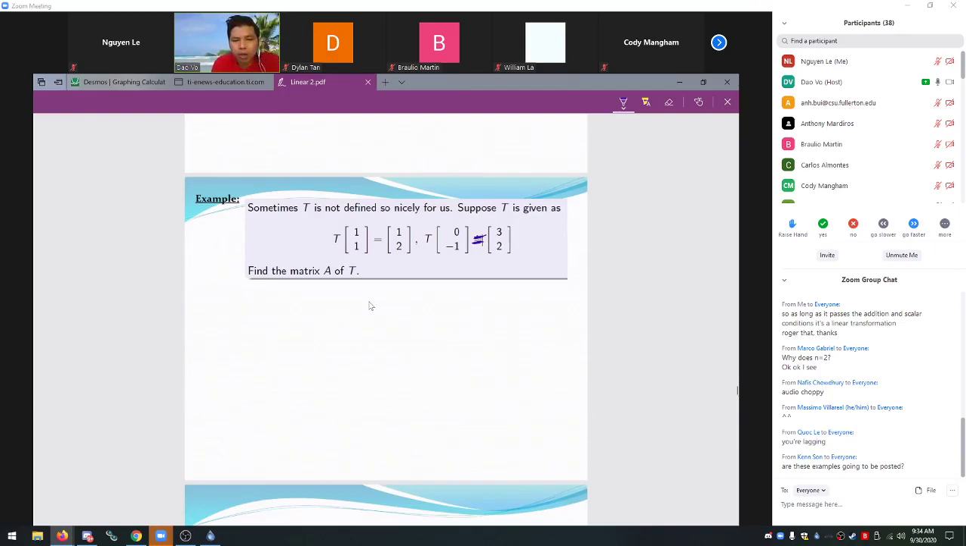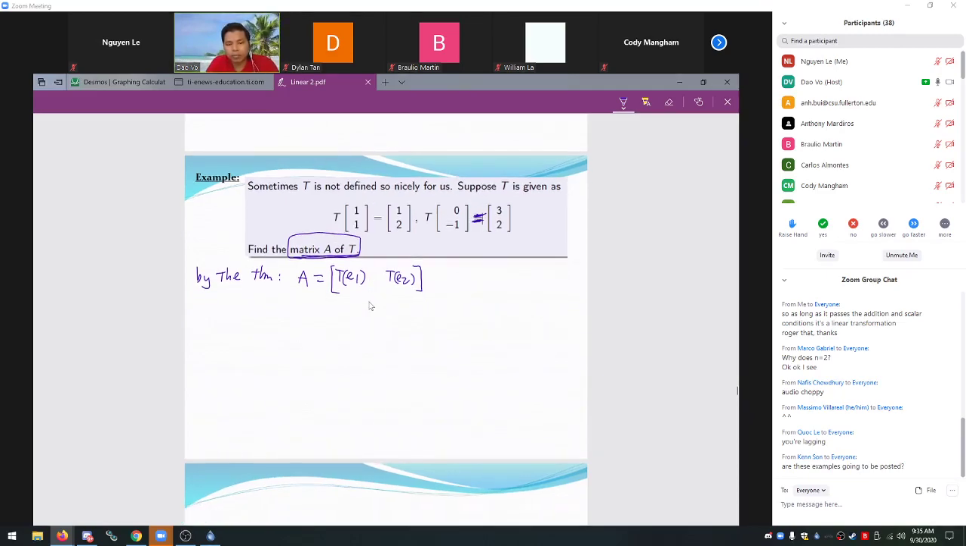So the way we try to work it out here will depend on the matrix A. By the theorem, A is equal to T of E1 and then T of E2. Again, we're in R2, so that's what we need. So if we can find T of E1 and T of E2, then we'll be able to do that. So why is that important?